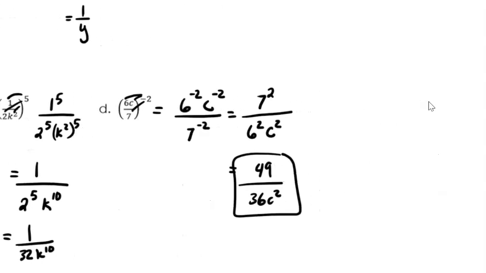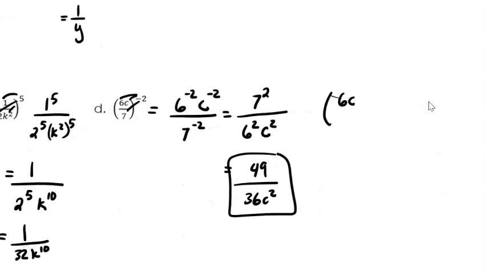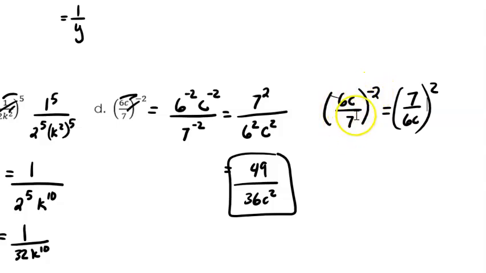Now another way people might do this one, just to show you, as another option that is also a great option, when you see the negative exponent on the whole parentheses, you can take the reciprocal of the parentheses and then take it to the positive. So this negative, I take the parentheses and I flip it all, and then it's squared. And then when I distribute, I get 7 squared over 6 squared c squared, which is the same answer. It just depends how your brain sees it better. So personally, I distribute first and then move everything, but some people like to go ahead and do the reciprocal and then distribute. It works either way.